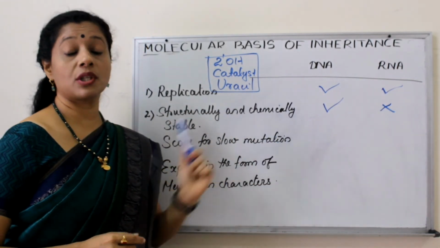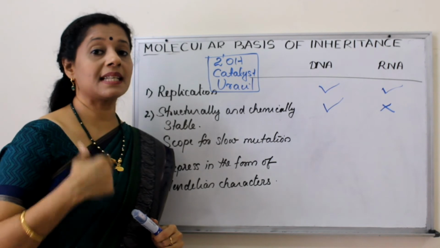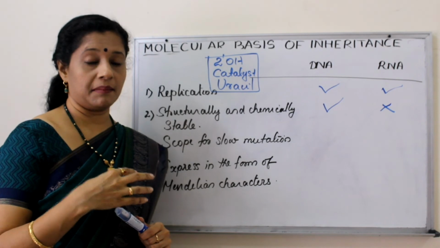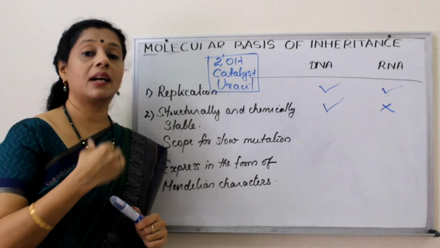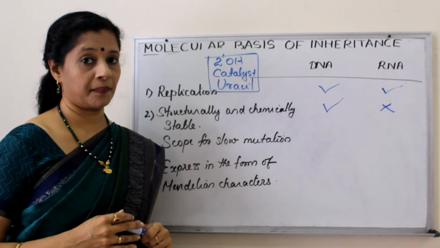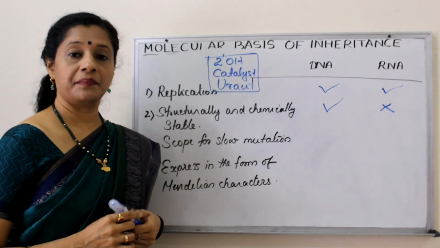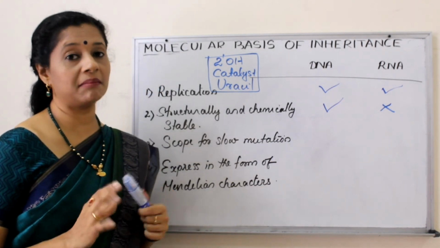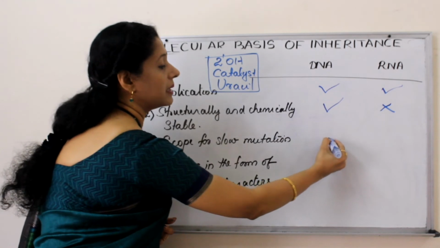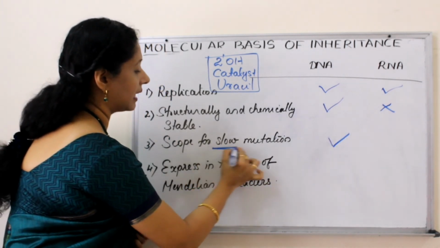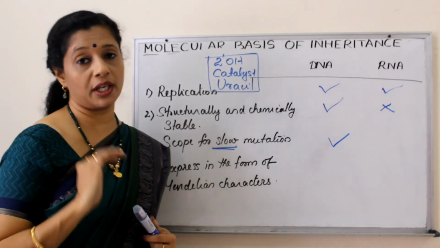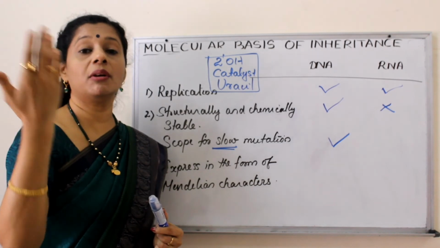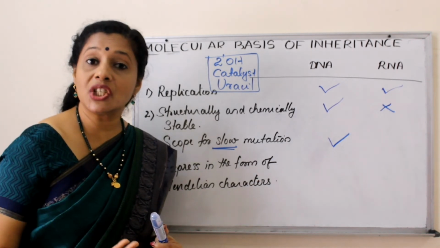Now, the score for slow mutation. You know, mutations are sudden but heritable changes. These changes are required. They may not always be good, but still they are required for the process of evolution. DNA can mutate. RNA, yes, RNA can also mutate. Both of them are able to mutate, but the problem is DNA mutates at a slower rate. We want only slow mutation to happen, because faster mutation means what? Sudden changes will occur. That may not help the organism adjust to the changing environment.